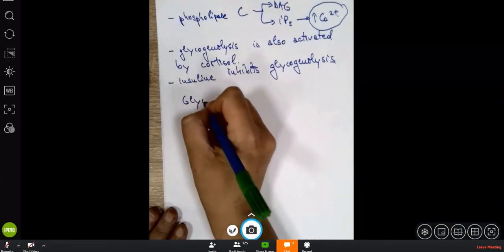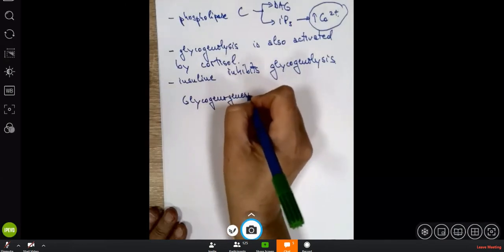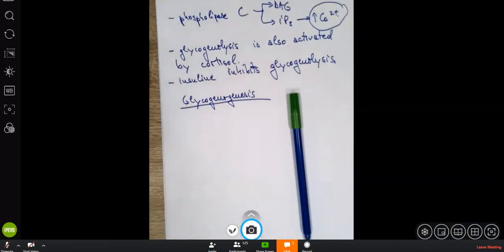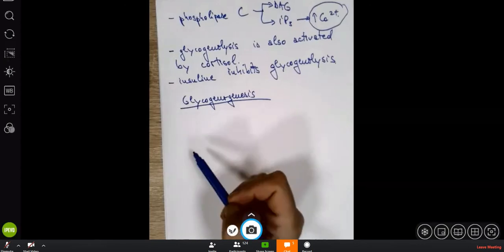Okay, glycogenogenesis. Again, whatever subject is coming from glycogenogenesis, you should start by speaking about glycogen. Yes, the energy storage form, the glucose storage form found in muscle and in the liver, containing alpha glucose molecules 1,4 and 1,6 glycosidic bonded, so having a branched structure.